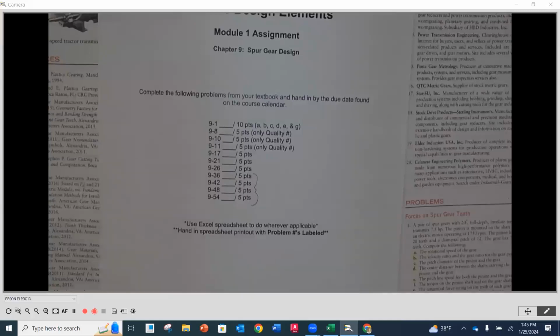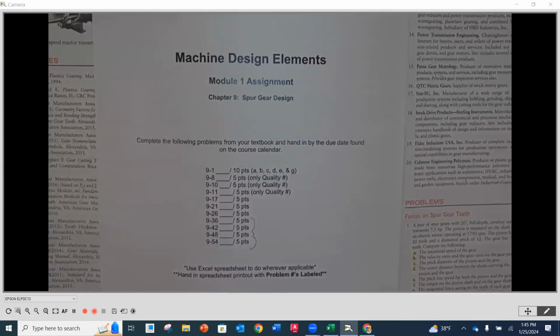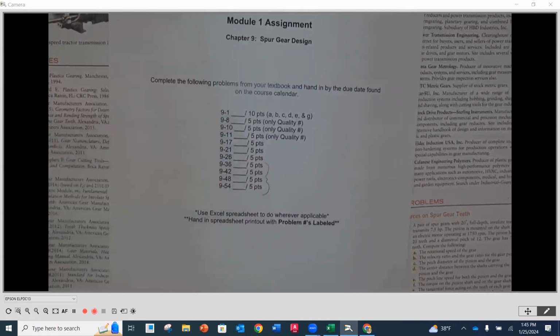So you'll notice that if you're in the classroom here, I did pass out our Module 1 assignment on spur gear design, Chapter 9. And these problem numbers are going to correspond to the problem section at the end of the chapter. So I've picked out some, and what I want to do is go over these right now so you understand really what I'm expecting for each one, and then you can ask any questions, and then you'll have time to work on them to complete them and possibly get them handed in.